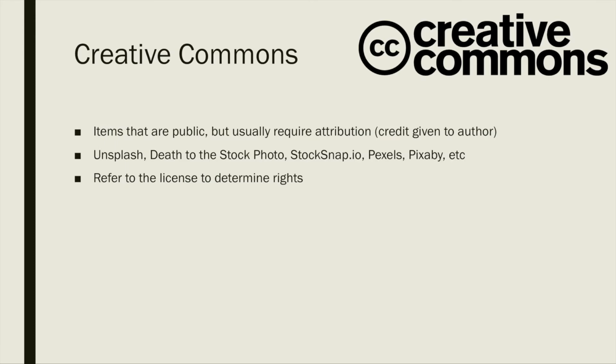Lastly, we have Creative Commons. If you know anything about it, good for you. If you don't, well, items that are in the Creative Commons license are allowed for the public, but usually require attribution or credit given to the author. Sites that are in the Creative Commons spectrum are Unsplash, Death to the Stock Photo, StockSnap.io, Pexels, Pixabay, etc. These usually give you the right to find and use the image, and depending on how the license is set up, you may have to give attribution to the author or the creator of the work before you use it. In that case, if they don't have any attribution requirement, you are free to use the image however you want.